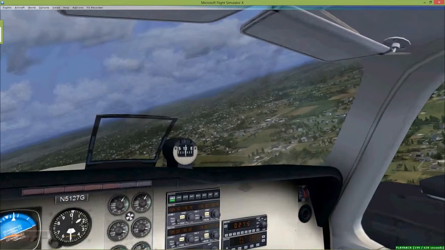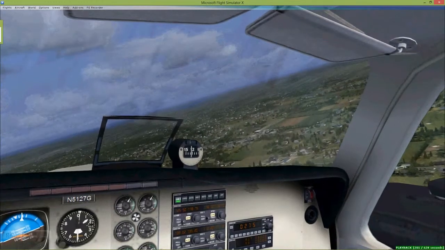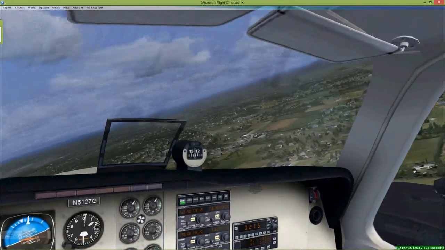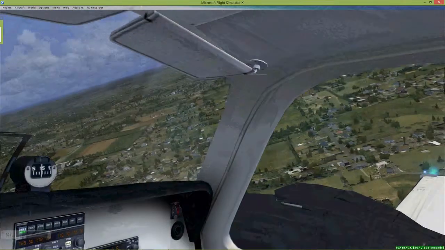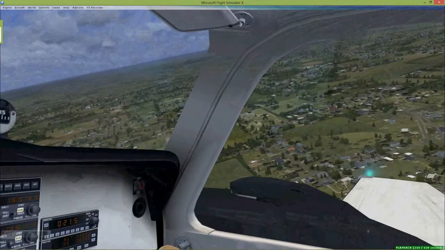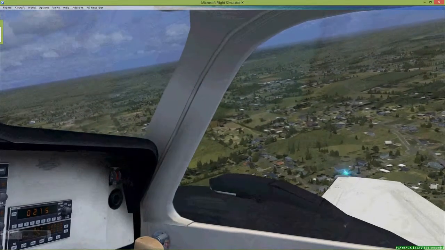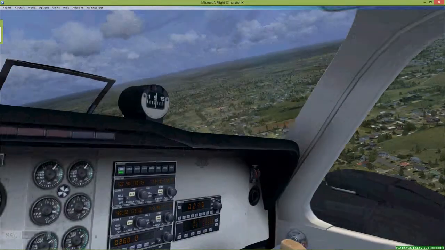Again, keeping an eye out for traffic. Your head's pretty much on a swivel at all times when you're in a pattern. You always want to look out for aircraft that are coming in around you. Remember, you are close to an airport, so there's going to be other traffic.